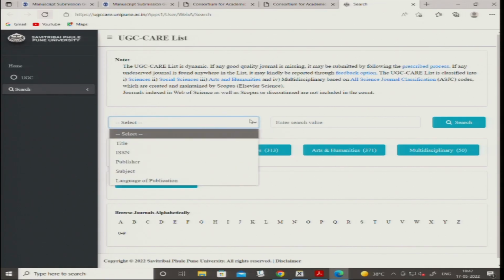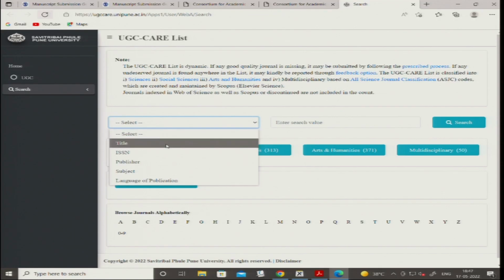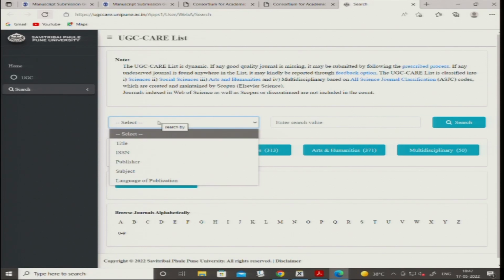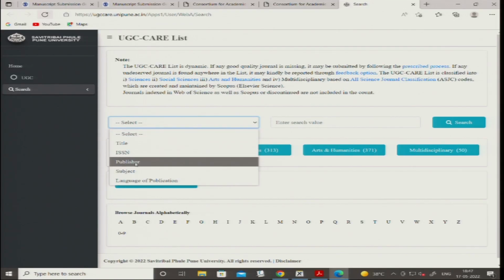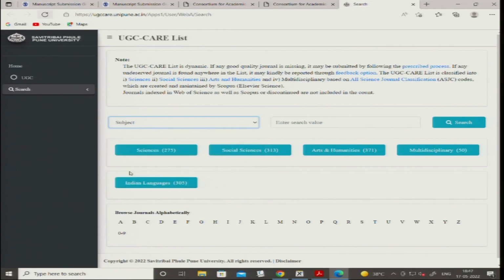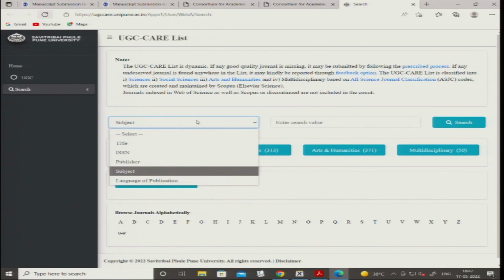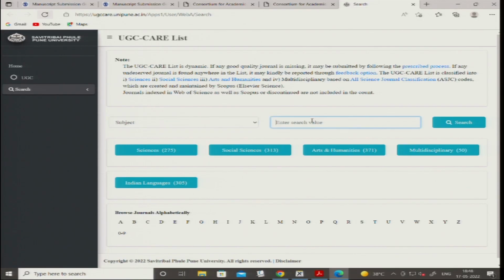When you press select here, you can search in terms of the title of the journal, and these two lists are authentic lists. Here you can ensure that you are targeting a standard, authentic journal. You can use the title of any journal, the ISSN number, the publisher, or just the subject. Let's use a subject. Suppose you use the subject, here you have to enter the search value.